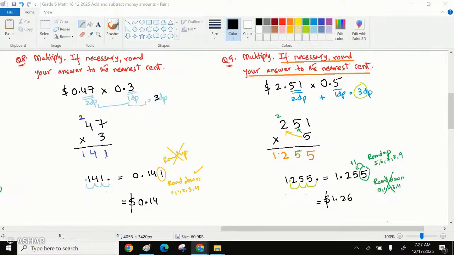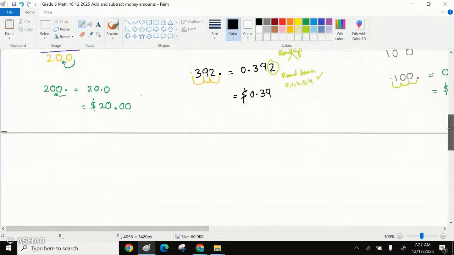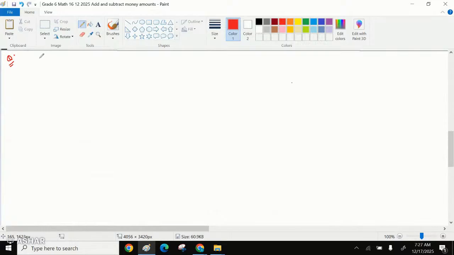Okay. Let's try another question. It's simple multiplication. The next question would be: multiply dollars 5.20 multiplied by 0.9. Let's try this question.